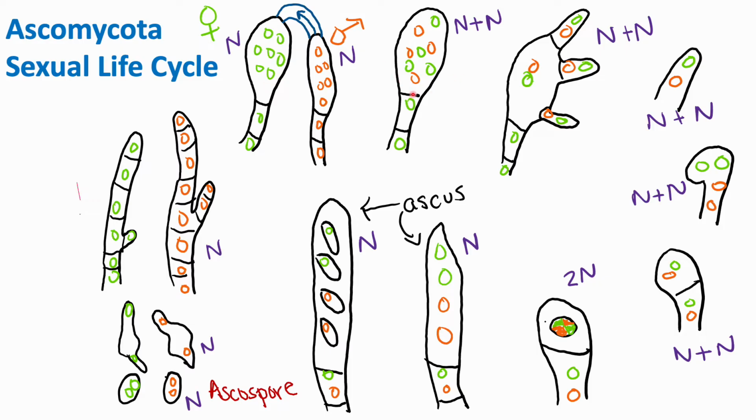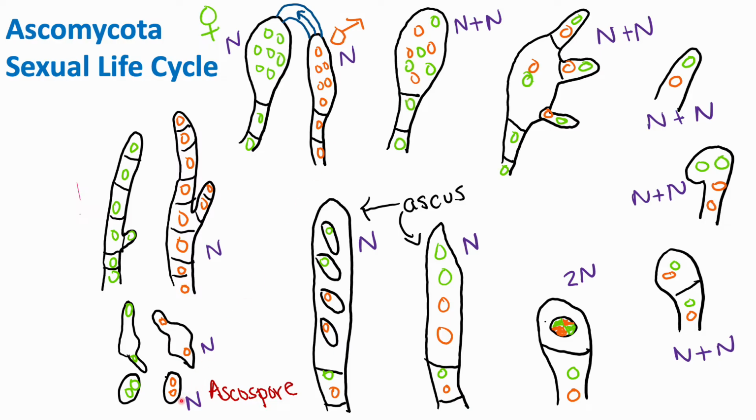And as a result, we get this mixing of nuclei in the swollen compartment. And now we have N plus N. We are no longer haploid because now we have 2 sets of nuclei that are different. So we have the orange nuclei and we have the green nuclei. So these are 2 different nuclei. That is why it is N plus N, and we are no longer simply N. This N plus N stage is referred to as dikaryotic.